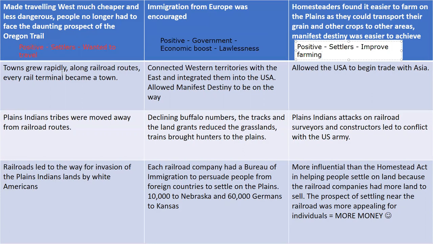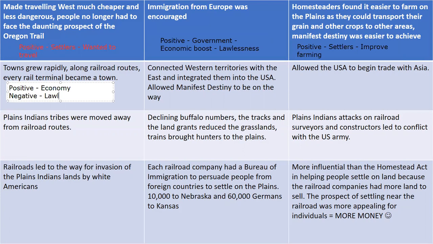Towns grew rapidly along railroad routes. Every rail terminal became a town. Well, that's positive in terms of the economy, but negative because of lawlessness, which we'll look at later on. So it does have positive and negative connotations.